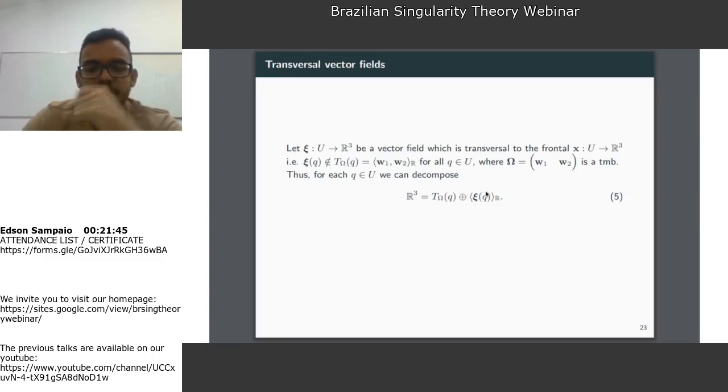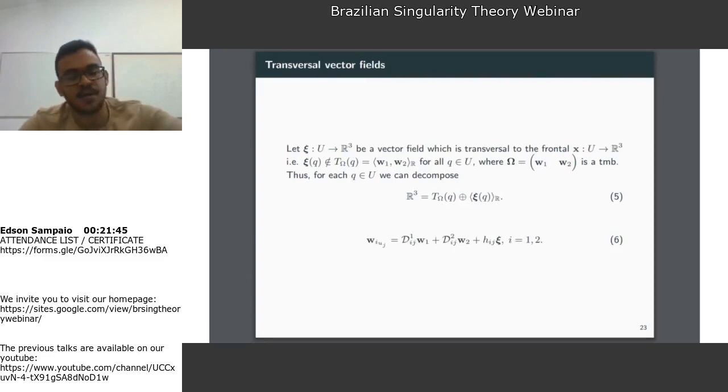And then we try to do something similar to the decomposition we had for the regular case before. But now we take the vector fields on the tangent moving base, and we look at the partial derivatives. So we can decompose then the ω_i u_j into a tangent component and a transversal component.